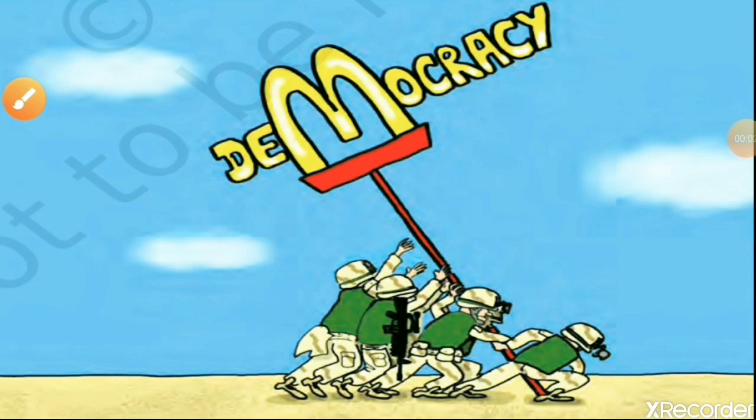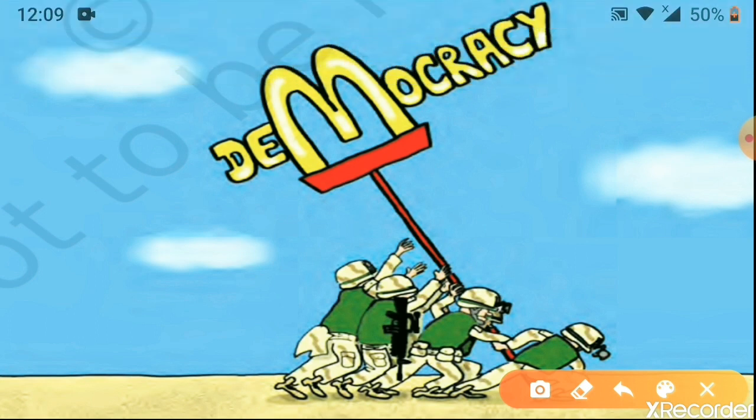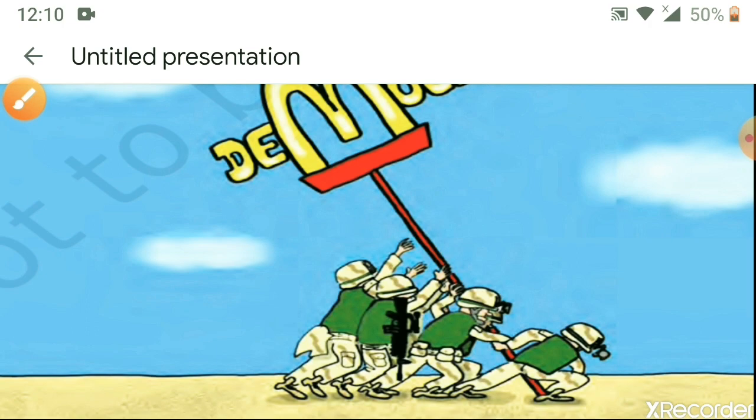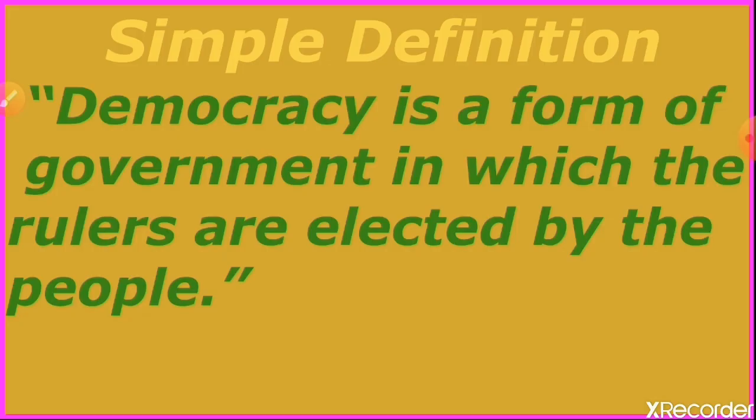Okay, in this slide we talk about this cartoon, Democracy and Some Army Personnel. This cartoon is dedicated to Iraq, when elections were held in Iraq with the presence of the United States and other foreign powers. Democracy is written in this way, and M is highlighted here to show that military or power helped to establish democracy.